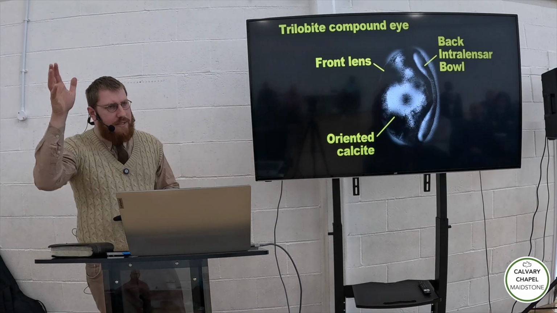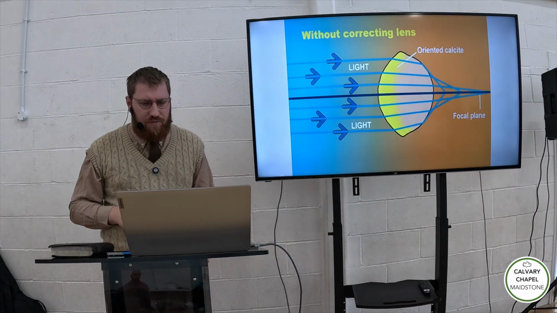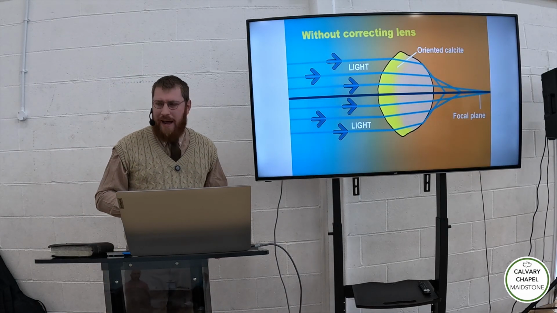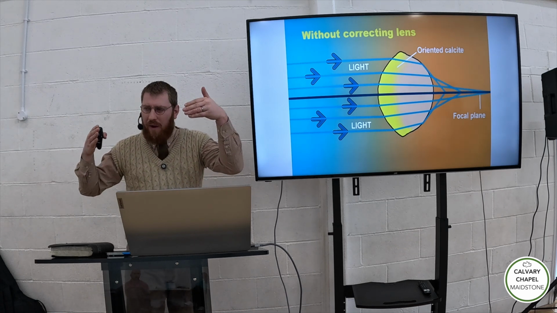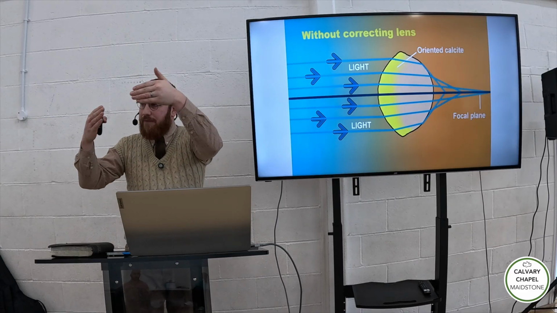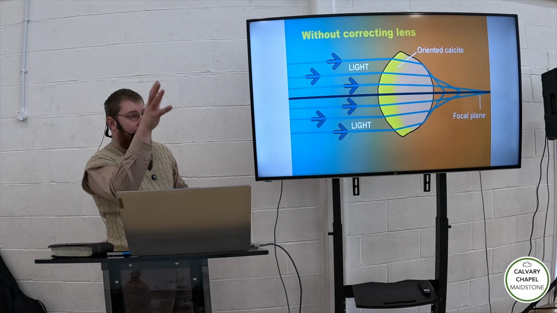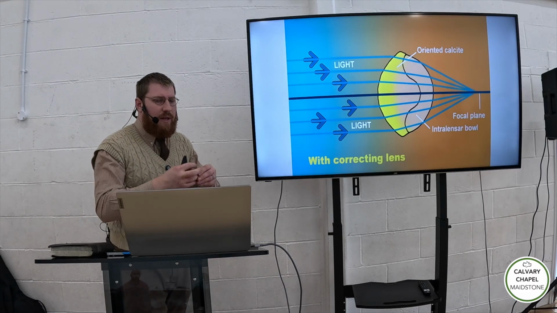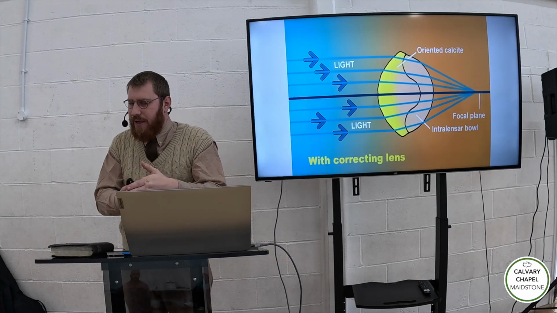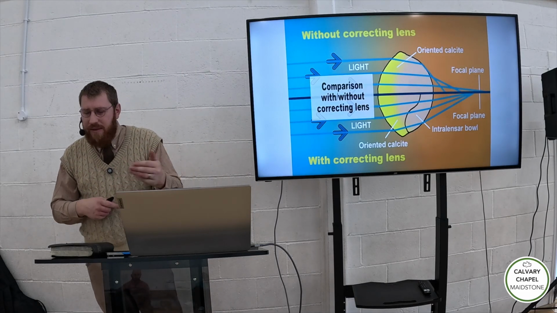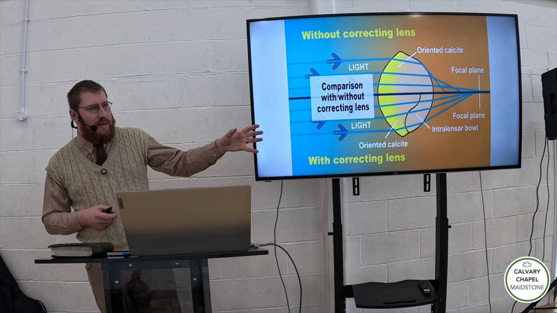Well, that little bowl that sits on the back is actually a correcting lens. You see, if you don't have that, when the light passes through the oriented calcite, look what happens. You see that sort of rocket-shaped looking thing coming out the back? The focal plane, the light hits the focal plane at completely different places. That poor little trilobite would never be able to see anything. Stick that little curved bit of calcite on the back, that special little correcting lens, and all of a sudden the light hits at exactly the same place on the focal plane. There it is with and without the correcting lens. Can you see the difference? So there's even evidence of good design in the fossil record.